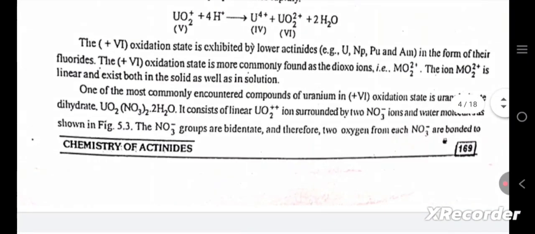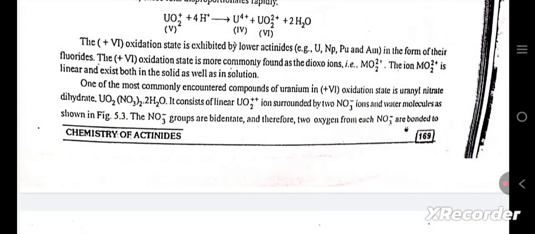Although neptunium shows the +7 oxidation state by involving all its valence electrons, it is not the most stable state. This is because the +7 oxidation state is highly oxidizing and not the most stable. One of the most commonly encountered compounds of the uranium +6 oxidation state is uranyl nitrate dihydrate. It consists of linear UO2 2+ ions surrounded by two NO3 negative ions and water molecules as shown. The NO3 groups are bidentate and therefore two oxygens from each NO3 are bonded to uranium. Oxygen atoms from the two water molecules also bond to uranium.